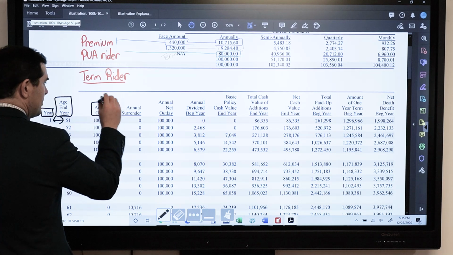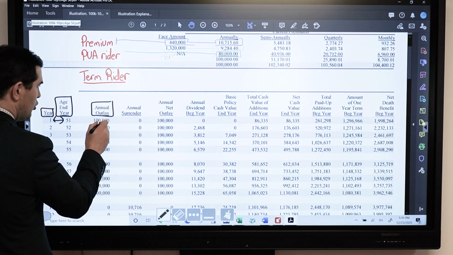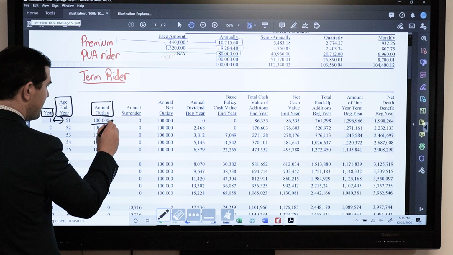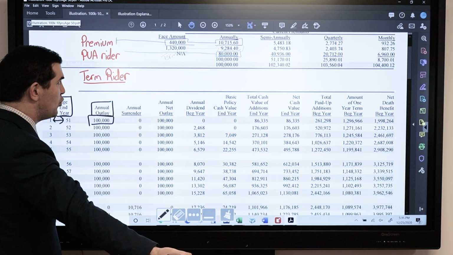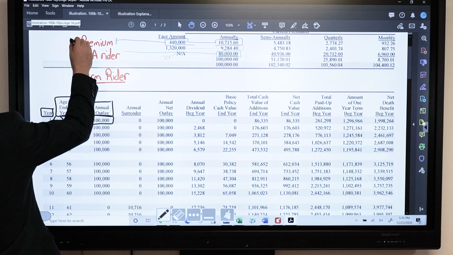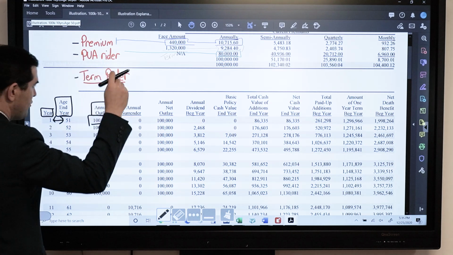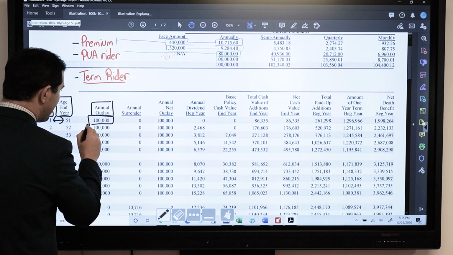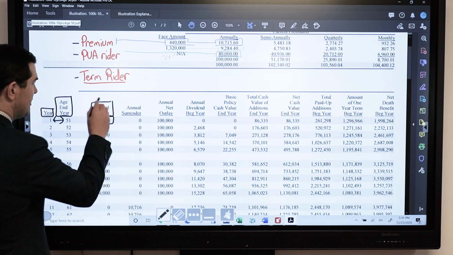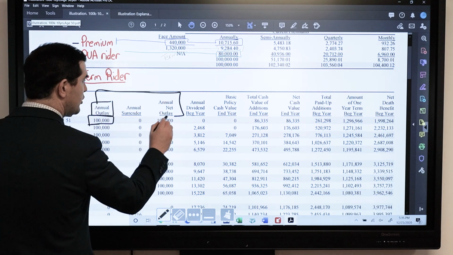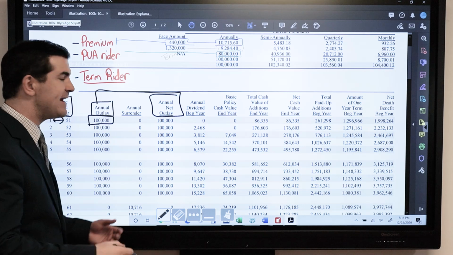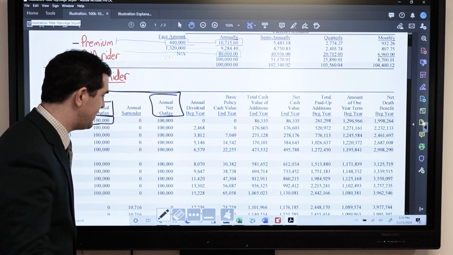Annual outlay, $100,000 per year. So what this reads is everything I'm paying in, my total out of pocket, $100,000, consisting of the premium, PUA, and term rider, everything lumped together, that's my net out of pocket. Same thing as 2 columns to the right, the annual net outlay. Exact same thing in that respect.